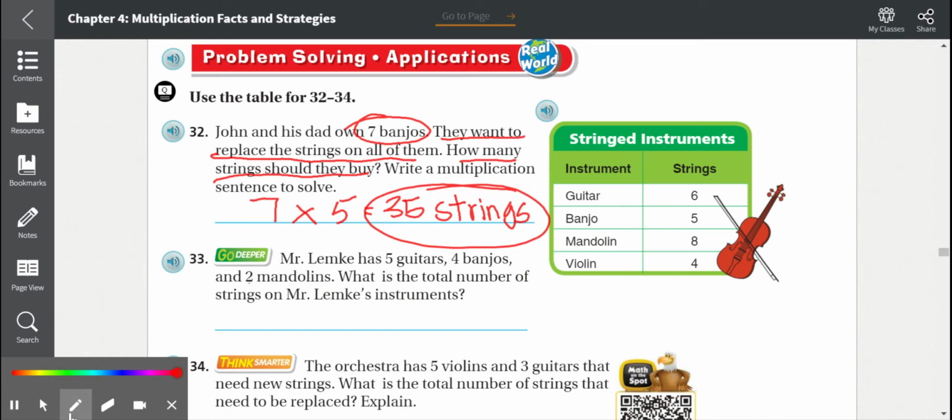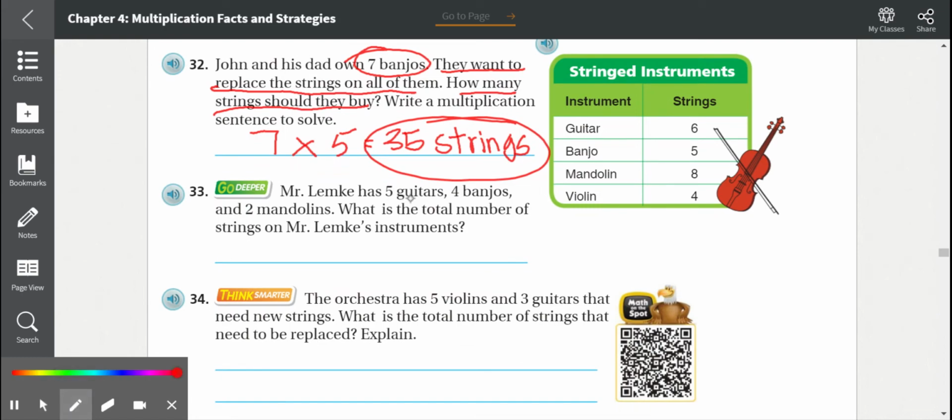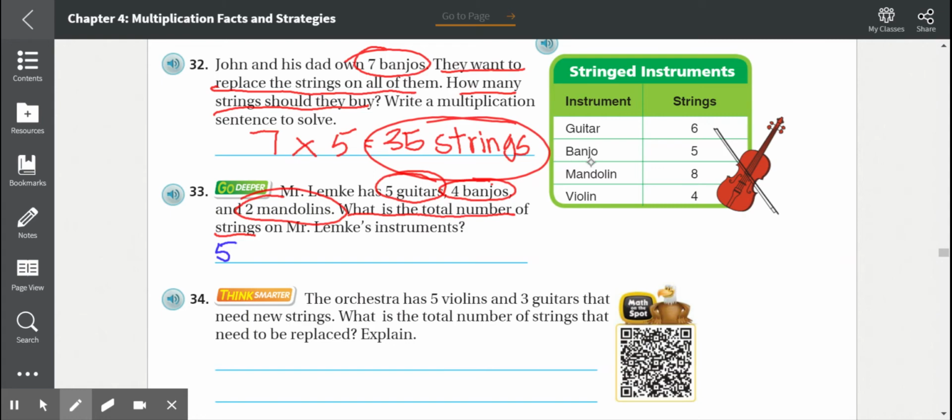Here we go. Moving on. Mr. Lemke has 5 guitars, 4 banjos, and 2 mandolins. What is the total number of strings on Mr. Lemke's instruments? Okay, so we know he has 5 guitars, 4 banjos, and 2 mandolins. What is the total number of strings? So let's start with guitars. He has 5 guitars. How many strings is that on each guitar? There it is. 6. So our first one is 5 times 6.